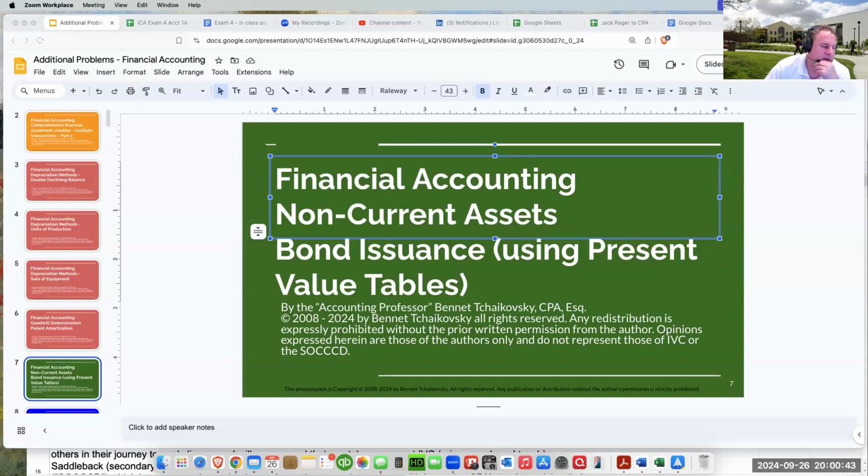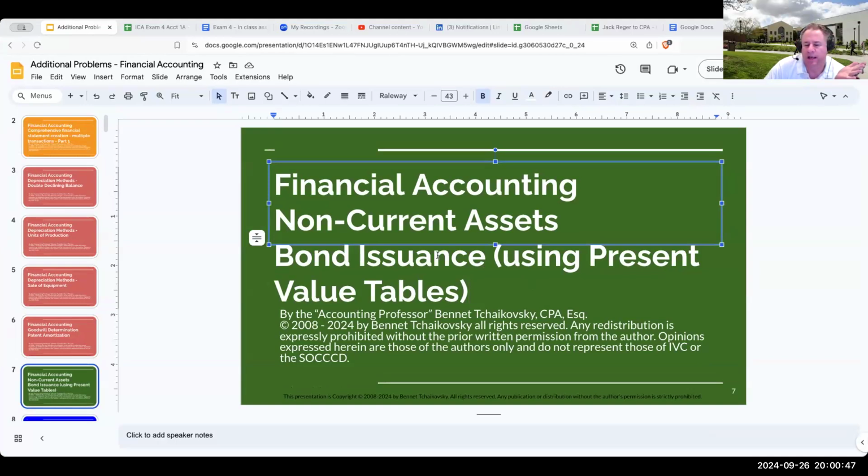So let's go ahead and take a look. We're going to be looking at the issuance of bonds, just a couple of problems here using present value tables.